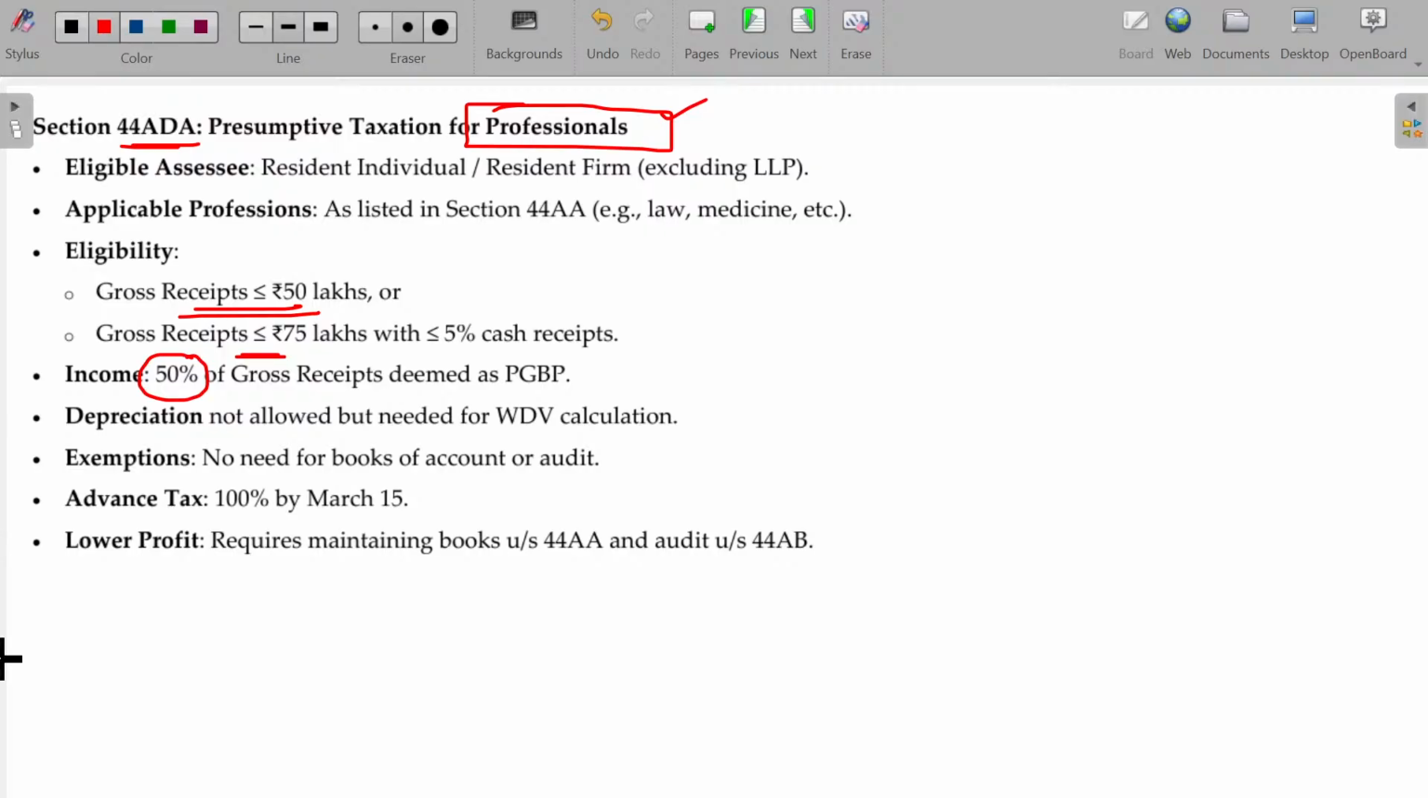For professionals, the turnover limit of 2 crores or 3 crores is restricted here to 50 lakhs or 75 lakhs. Third, the income was considered as 8% or 6%. Here it is not so, 8 or 6; it's only 50%. Rest of the things are the same, ditto. 44ADA is similar to 44AD.